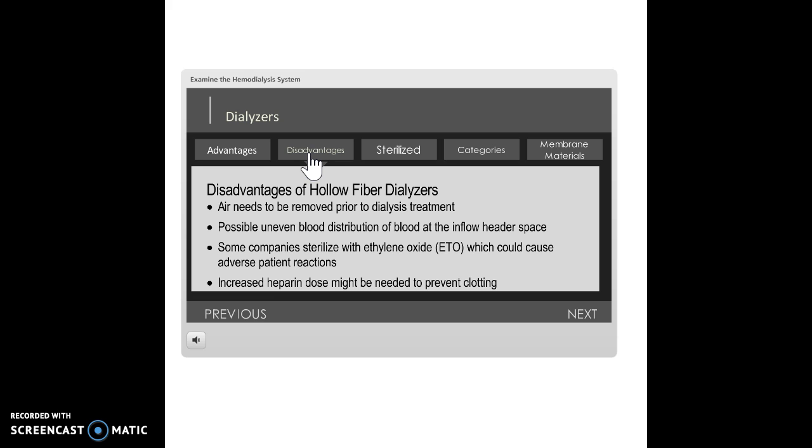Some of them will use a certain type of chemical that can produce adverse reactions. And because it's not made out of a body composition, close to it but sometimes not close enough, more heparin will need to be used.